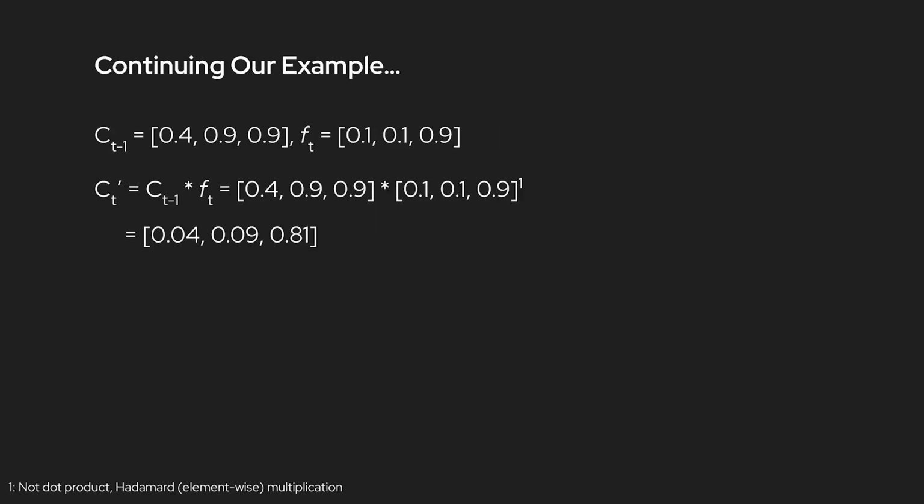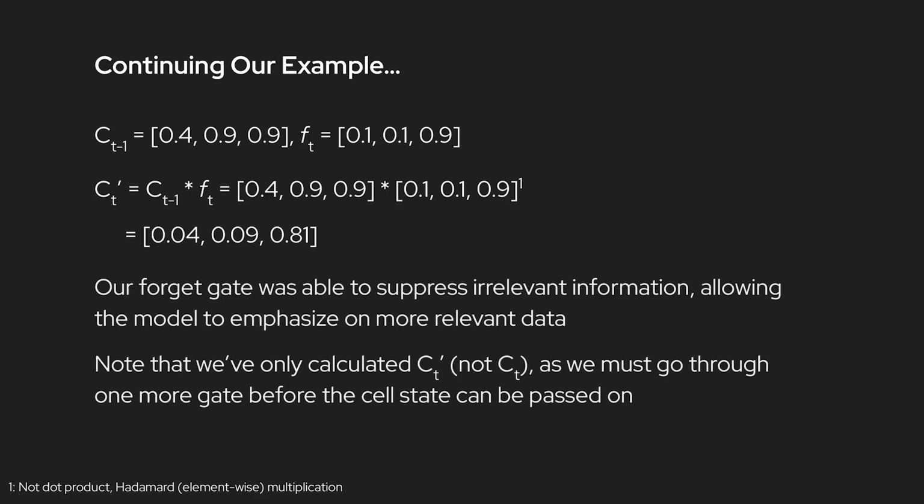So, as we move to the time step in which we are considering the word taste, we'll perform element-wise multiplication between the previous cell state and our newly generated ft. Thus, we get our modified cell state CT prime to be 0.04, 0.09, and 0.81. And yes, this is CT prime and not CT. We'll be able to compute CT from CT prime after the next gate. Remember, there were two. From this, we can see that our LSTM leveraged the forget gate to suppress irrelevant information, allowing the model to emphasize more relevant data.